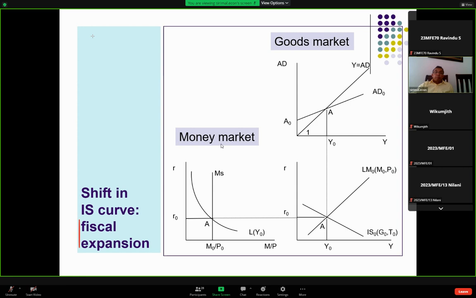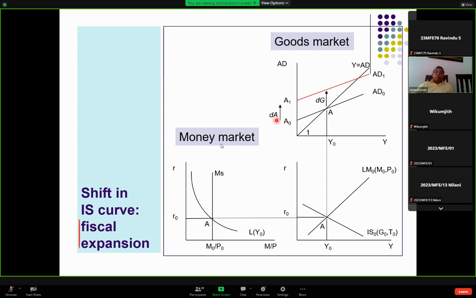So if G goes up, what will happen here? It affects this market, not the money market, affects this market directly, so that the intercept rises by delta A. Why does the intercept rise? Because our government spending variable is here, in A0, because all the autonomous components of aggregate demand are abbreviated here to A0.